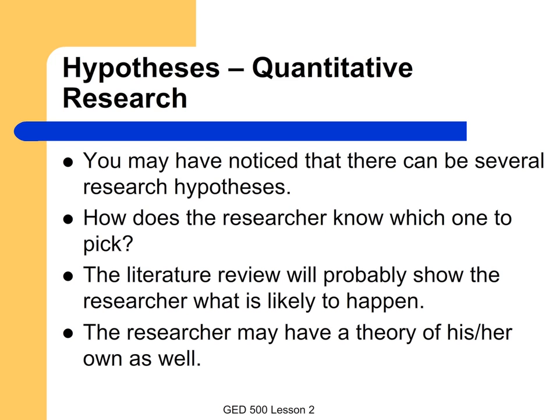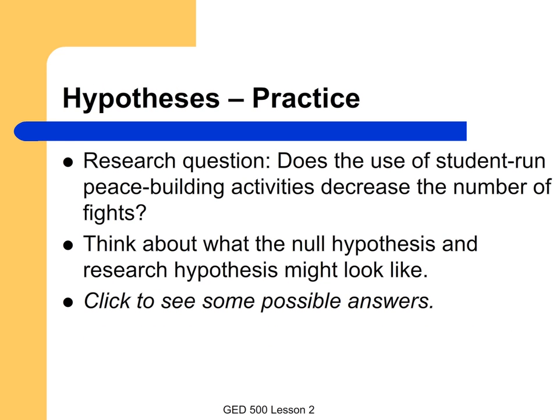Now, a researcher can also have a theory of his or her own, and that's totally fine. However, you want to make sure that your theory either is contradicting or going alongside existing literature. So regardless of whether your theory is in line with what's already been done or different than what's already been done, you want to make sure you have a base, and that base comes from those existing studies. Okay, so let's practice one more.